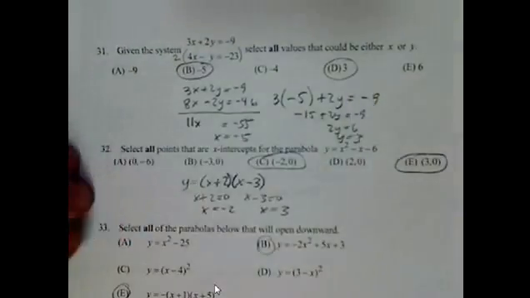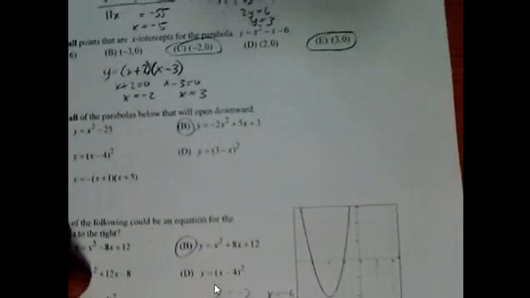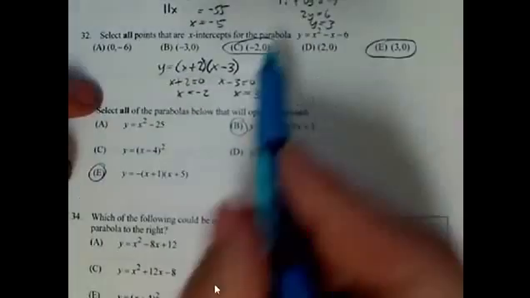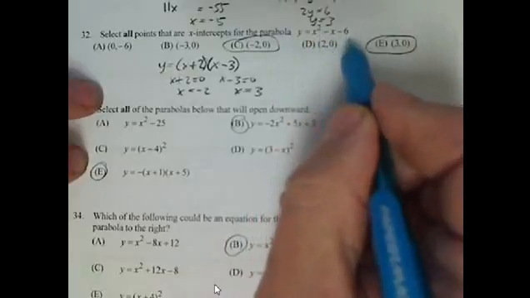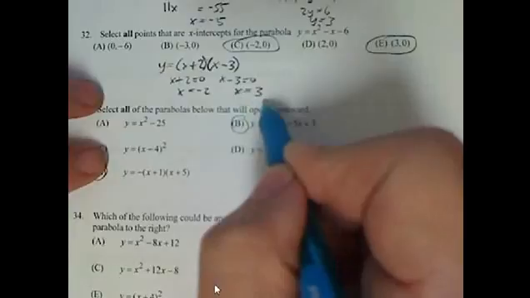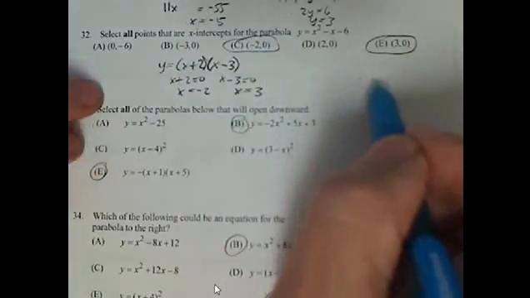Okay, the main part of this section actually is on parabolas. So x-intercepts. To find the x-intercepts, I've got to factor. This one factors to x plus 2 times x minus 3. We got x equals negative 2, x equals 3. So my intercepts are at negative 2, 0, and at 3, 0.